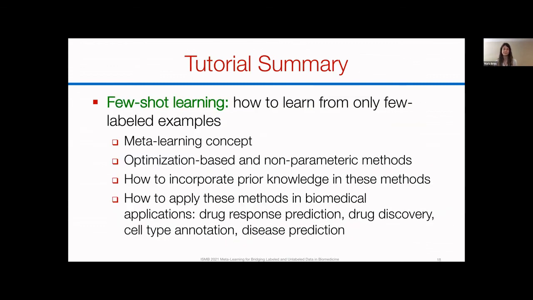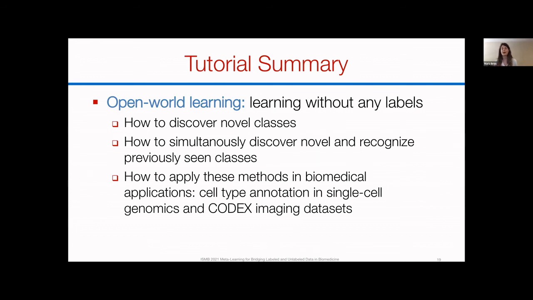So in summary, in this tutorial, we cover two types of missing data problems, few-shot learning and open world learning. We started with few-shot learning methods and explained the concept of few-shot learning and meta-learning, and covered optimization-based and non-parametric methods. And we've seen that incorporating prior knowledge into these methods can further help us to improve performance and can also be used to build interpretable methods. We covered diverse applications from drug response prediction, drug discovery, cell type annotation, and disease prediction. And we explained the concept of open world learning, and we learned how we can develop methods that can generalize to novel, never before seen classes. We covered methods for discovering novel classes such as MARS, and also methods for open world semi-supervised learning, which is an even harder task in which we need to simultaneously discover novel, but also recognize previously seen classes. And we covered applications of these methods for annotating cell types in single cell RNA-seq data, and also for CODEX spatial imaging data.